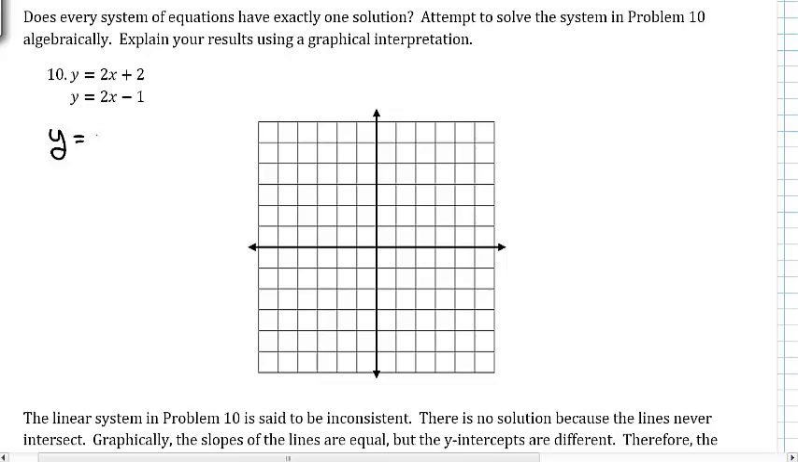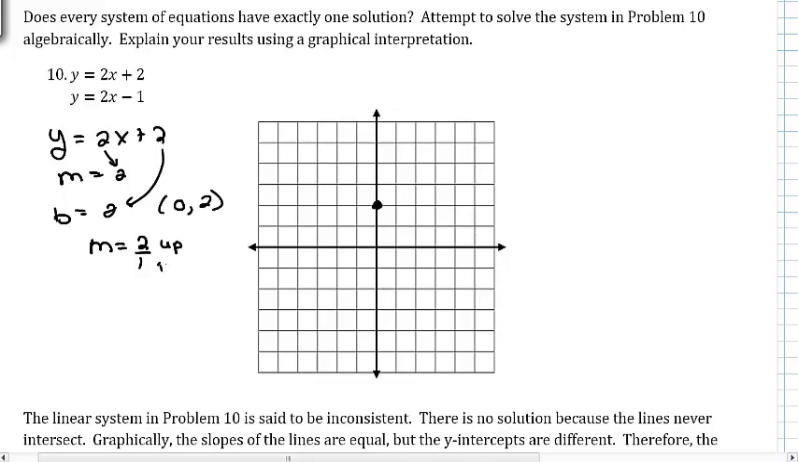So the first line, y equals 2x plus 2. So m is 2. And b is also 2. That's this 2. And so that means that my y-intercept is the point 0, 2. So there's my y-intercept, and my slope is 2. So we could go up 2 and right 1. Or we could go down 2. And then we would have to go left 1.